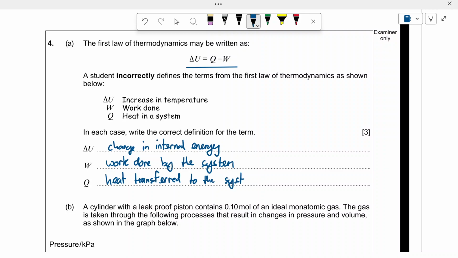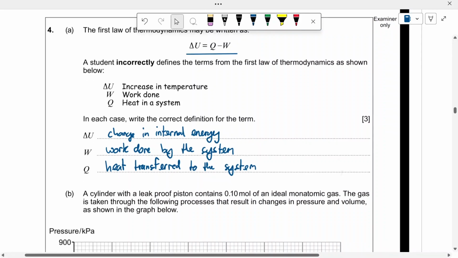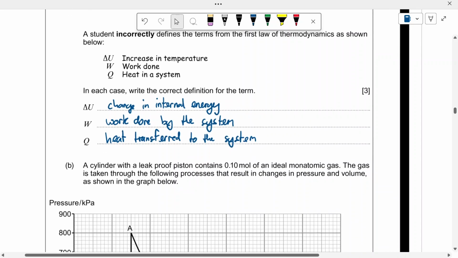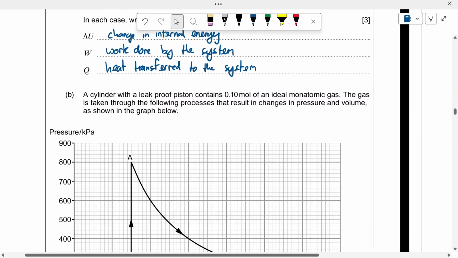If we keep W as 0, if no work is done, and heat is transferred to the system, Q is positive, then delta U is positive. Similarly, if we keep Q at 0, no heat being transferred, if the system does some work, W is positive, and therefore delta U is negative. The energy in the system must decrease if the system has done some work.